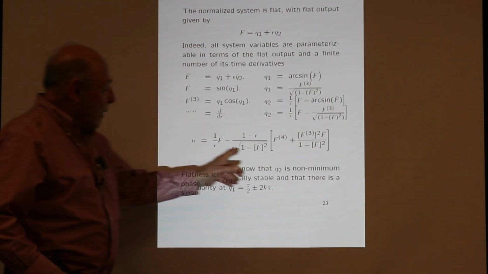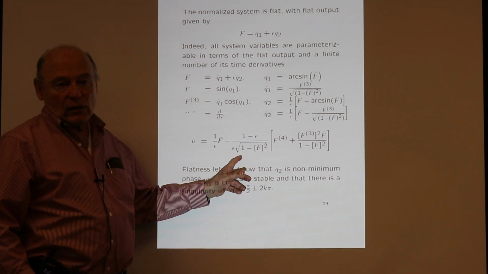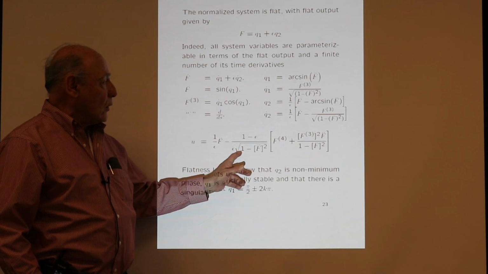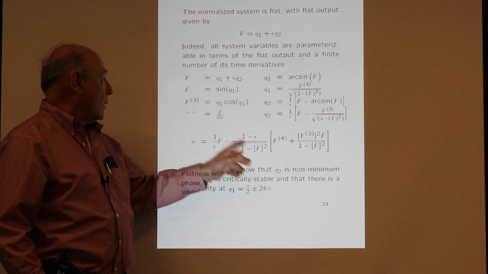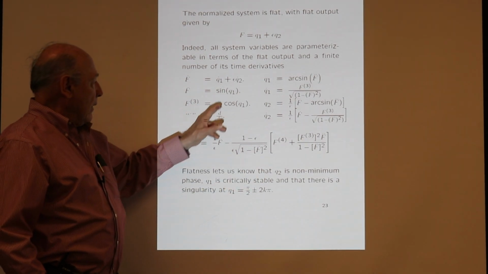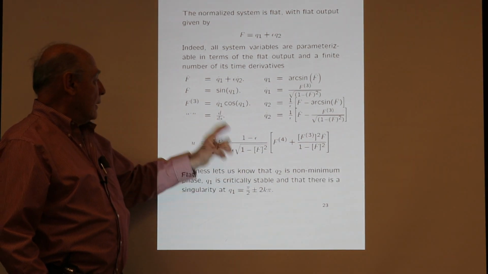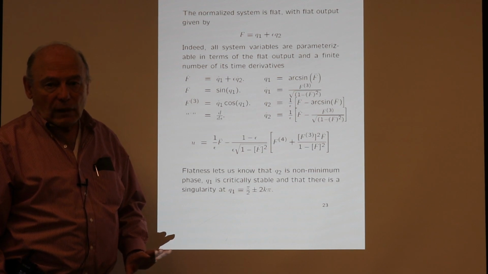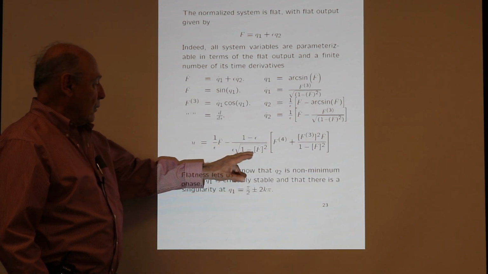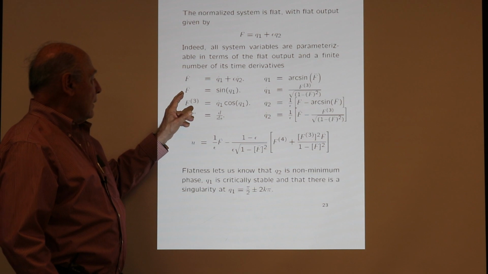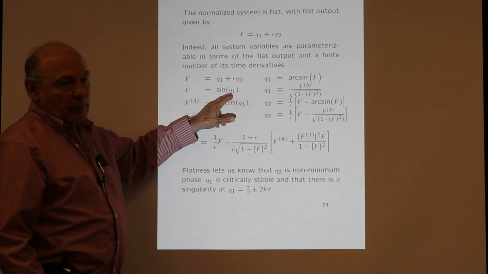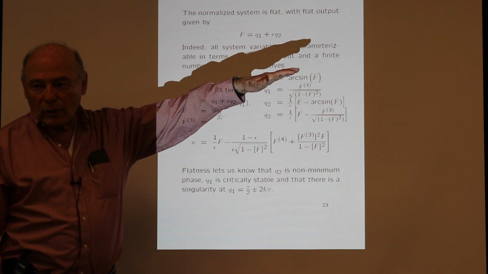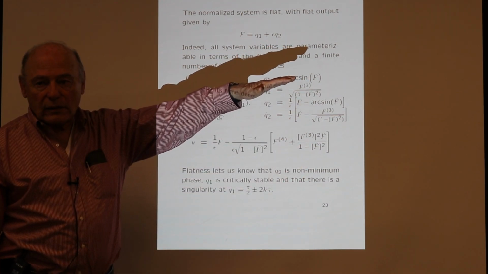Of course, you might have a singularity here. The singularity, if this thing goes to 0, if F double dot goes to 1, that means you'll have a singularity in the whole scheme. And F double dot equals 1 means that Q1 has to be pi divided by 2. So at pi divided by 2, you will reach a singularity.